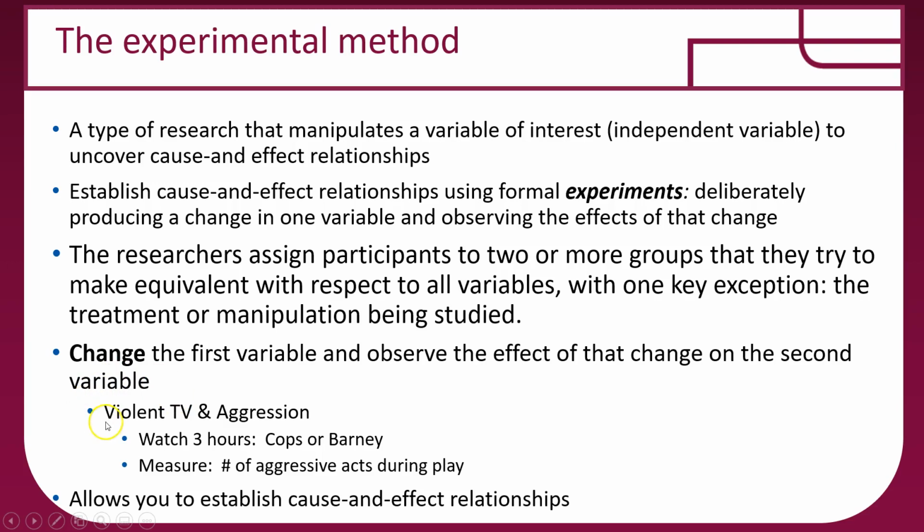So for example, if I was interested in does watching violent TV cause aggression in children, I could have 2 groups of children that are hopefully similar in their age and their gender and maybe socioeconomic status. I try to keep everything similar between my groups. But I have one group watch 3 hours of Cops, pretty violent show, and one group watches 3 hours of Barney. This would be a non-violent show. And then after, I measure the number of aggressive acts. So I've manipulated the independent variable here, which is what type of TV they're watching, either violent or non-violent. And then I'm measuring the number of aggressive acts. And this allows me to establish a cause and effect relationship.